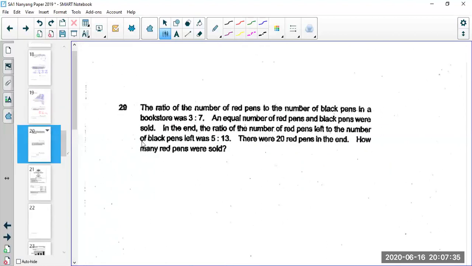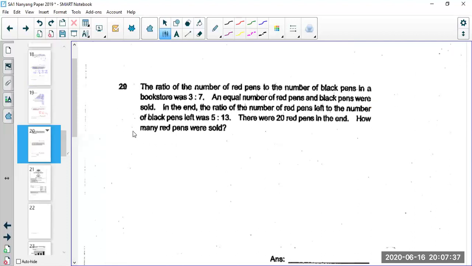Question 29. Looks a bit hard already. Okay, can we draw a model for this? So don't panic if you see this question, very wordy, but read carefully and then see whether you understand the problem. The ratio of the red to the black in the bookstore was 3:7, right? An equal number of red and black were sold. Then what happened? In the end, the ratio of the red left to the black left was 5:13.